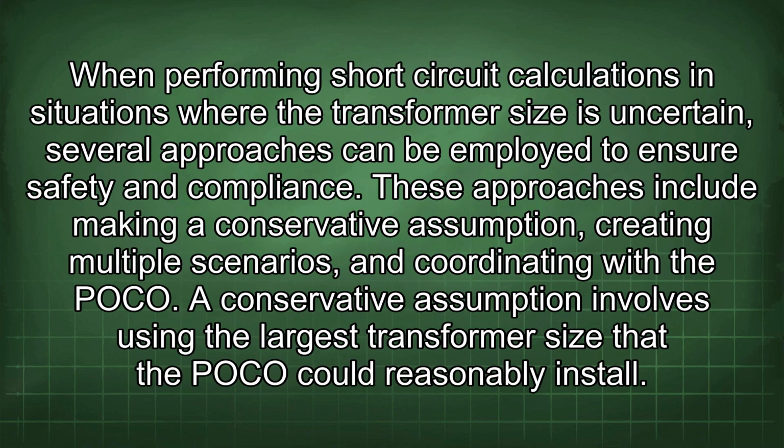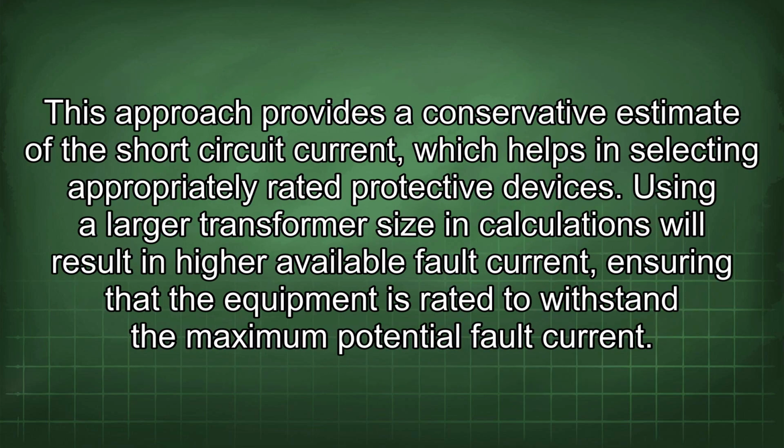When performing short-circuit calculations in situations where the transformer size is uncertain, several approaches can be employed to ensure safety and compliance. These approaches include making a conservative assumption, creating multiple scenarios, and coordinating with the POCO. A conservative assumption involves using the largest transformer size that the POCO could reasonably install. This approach provides a conservative estimate of the short-circuit current, which helps in selecting appropriately rated protective devices.